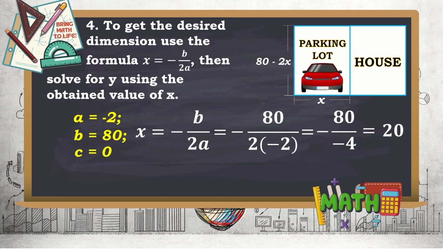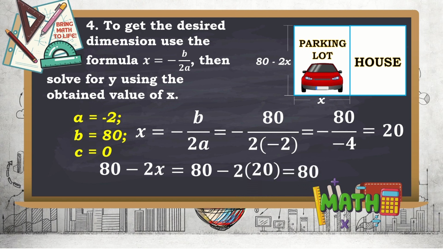Then solve for the other side by using this expression 80 minus 2x. Substitute the computed value of your x, which is 20. That is equal to 80 minus 2 times the value of your x, which is 20. Simplify, 80 minus 2 times 20 is 40. 80 minus 40 is 40.